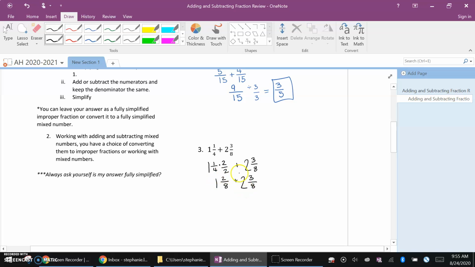Now that the denominators are the same, we can go ahead and regroup. So we're going to group the whole numbers together. 1 plus 2 gives us 3, and then 2/8 plus 3/8 gives us 5/8. Because the only number going into 5 and 8 is 1, we know that it is completely simplified.